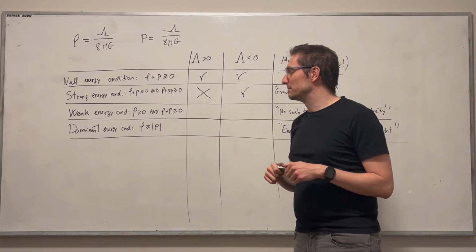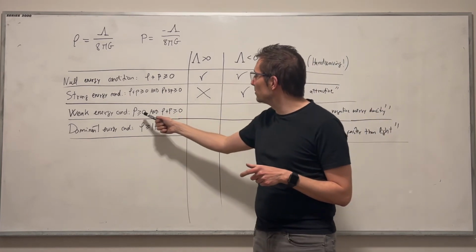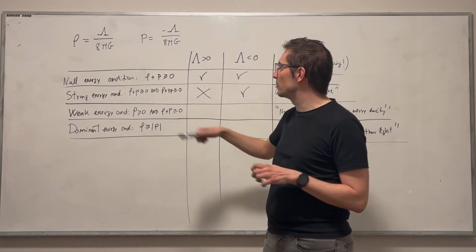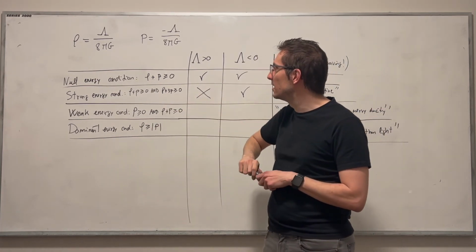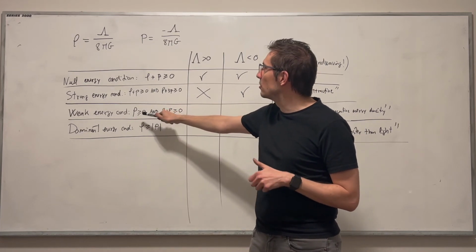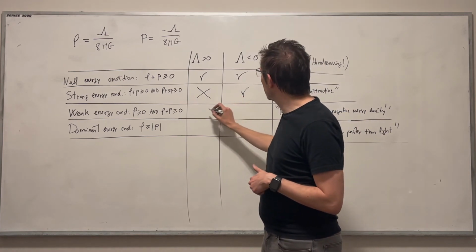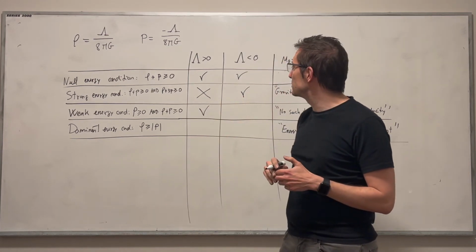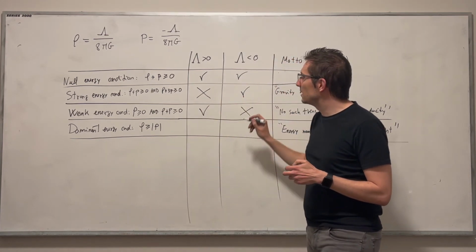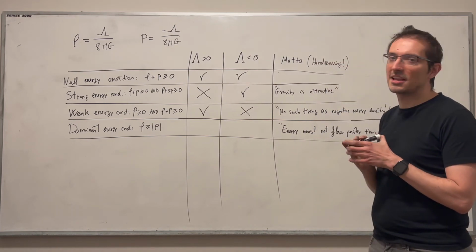Weak energy condition. All right, rho needs to be larger or equal than 0, and the sum of the two larger or equal than 0. Okay, this is always satisfied. This is satisfied as long as rho, the cosmological constant, is positive. So in the case of the cosmological constant being positive, it is satisfied. It is not in the case that the cosmological constant is negative.